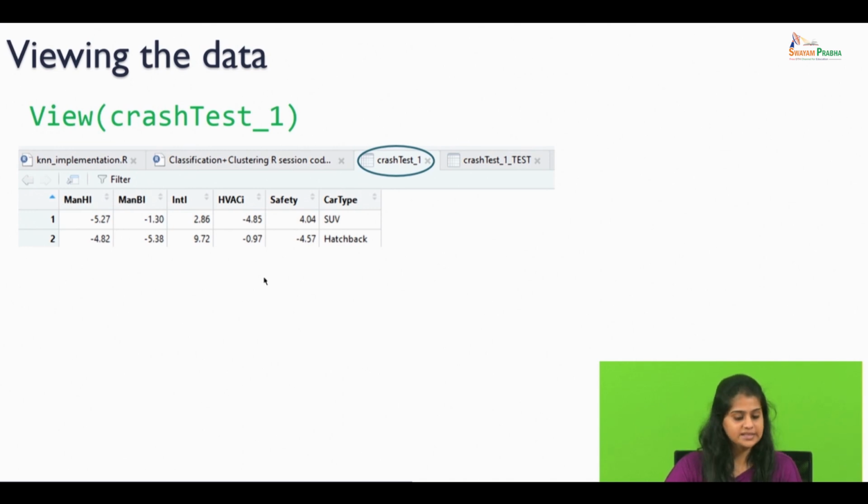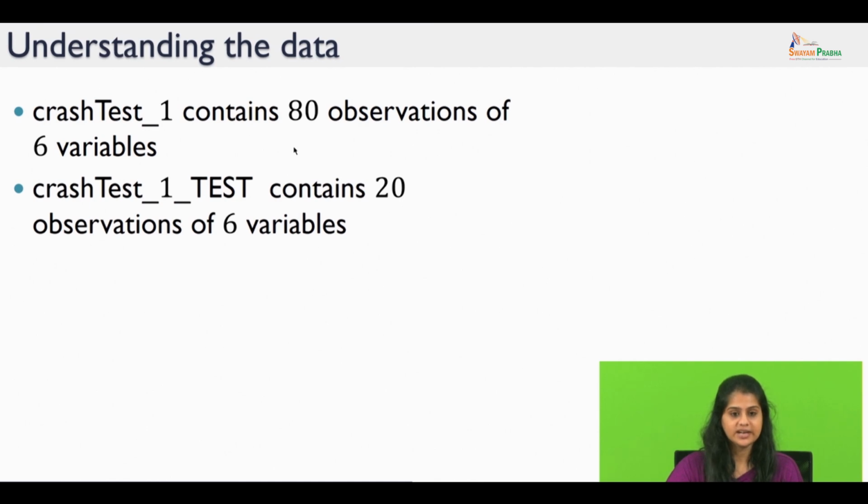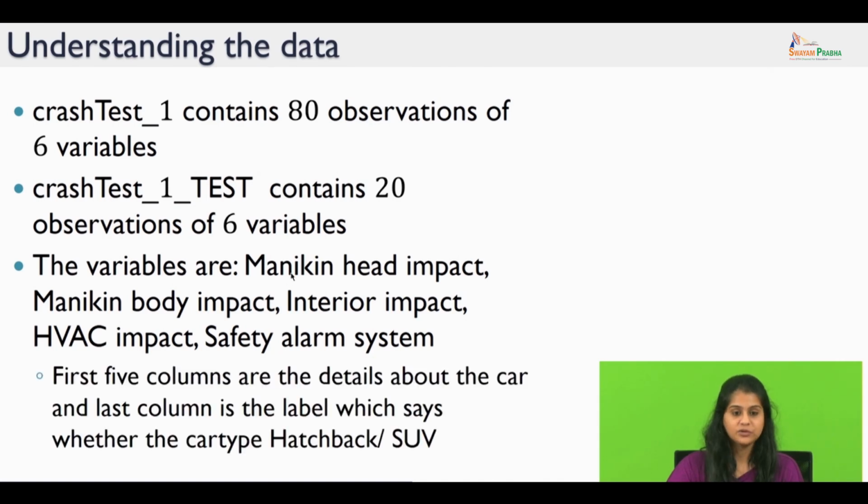Now let's try to understand the data. The data set crash test_1 contains 80 observations of 6 variables, and similarly crash test_1 test contains 20 observations of 6 variables. Now like I said earlier, we have 5 variables here which have been measured at the end of a crash test, and if you can see from the data, the first 5 columns are the details about the car, and the last column is the label which says whether the car type is hatchback or SUV.